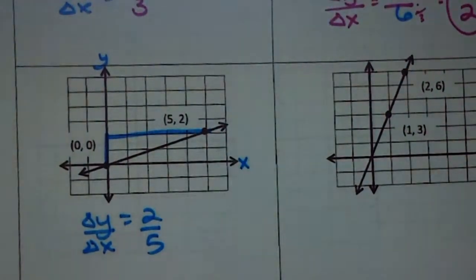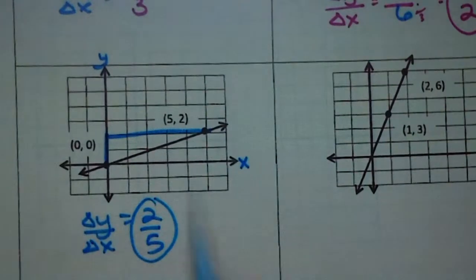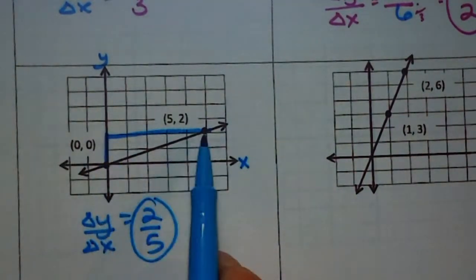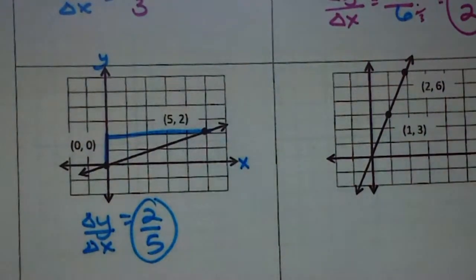There's not a number other than 1 that goes into 2 and 5, so 2/5 is it. This means up 2, right 5. Up 2, right 5, up 2, right 5. We could keep going and going forever. If you go up 2, right 5, you'll end up on the line every time.